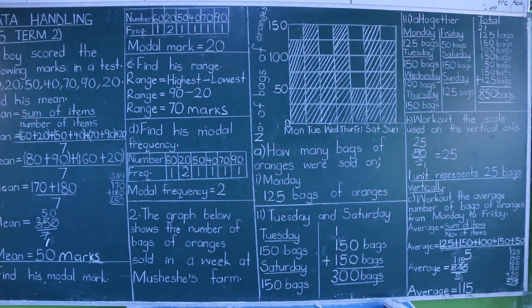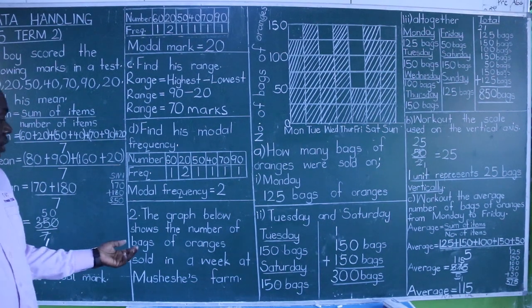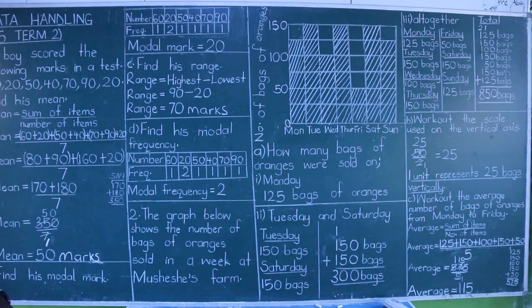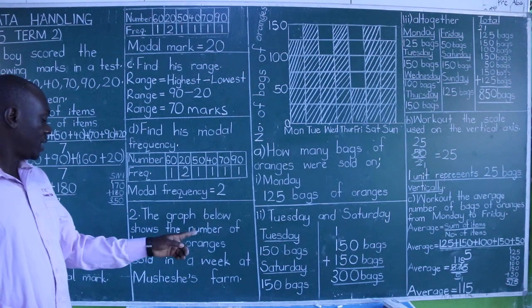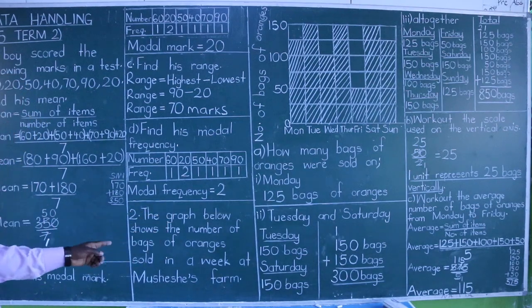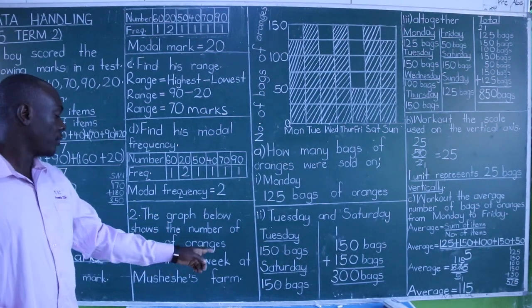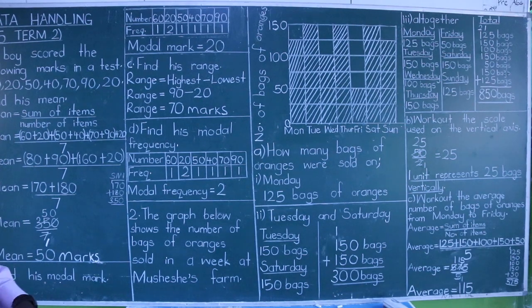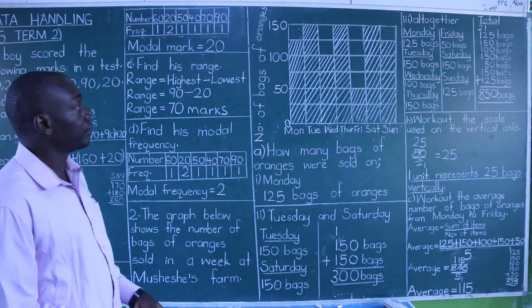So that's how we deal with the data given statistically to answer those questions. Then we look at the histogram, sometimes referred to as a bar graph. The graph below shows the number of bags of oranges sold in a week at Museshe's farm.